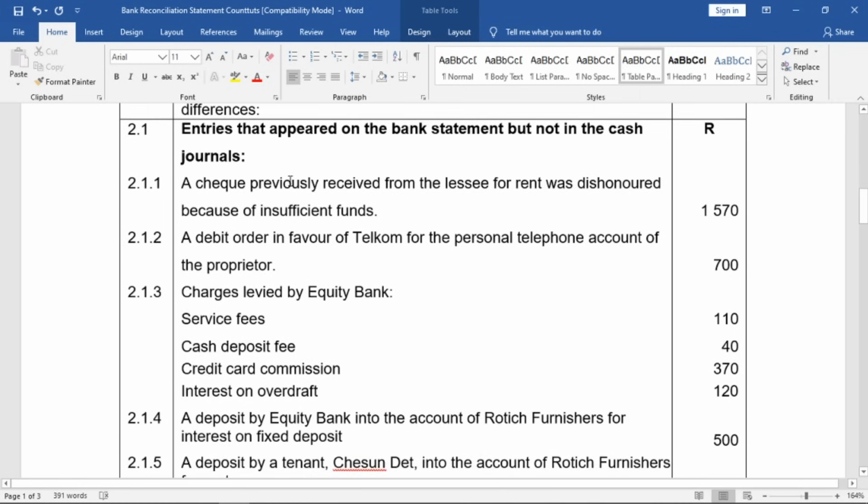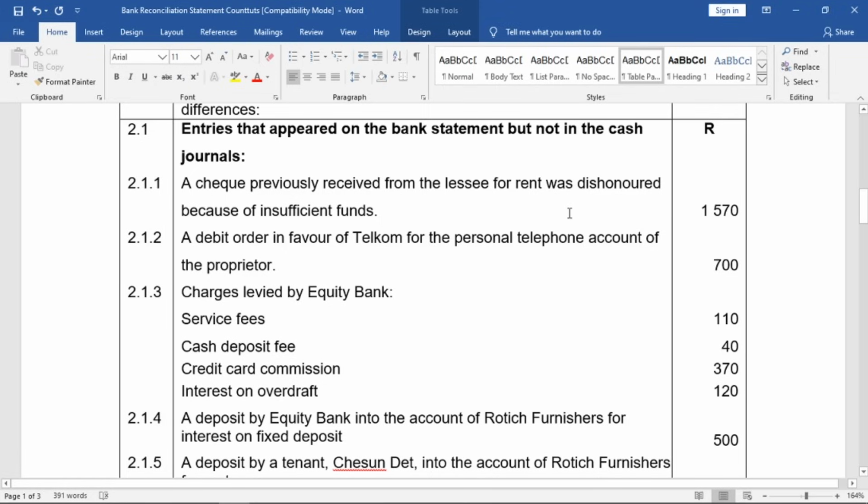What didn't appear in the cash journals? Well, we are told here a check previously received from the lessee for rent was dishonored because of insufficient funds. What does this mean? Someone who we rented out the premises to brought a check and gave it to us paying for his rent. But when we went to the bank to try and cash it in, we saw that the check was dishonored because of insufficient funds. Now remember, the date we received it, we recorded it in our cash receipts journal and we put the amount 1,570. Now that we've learned that the check has been dishonored, we have to remove it from our cash receipts journal. How do we do that?